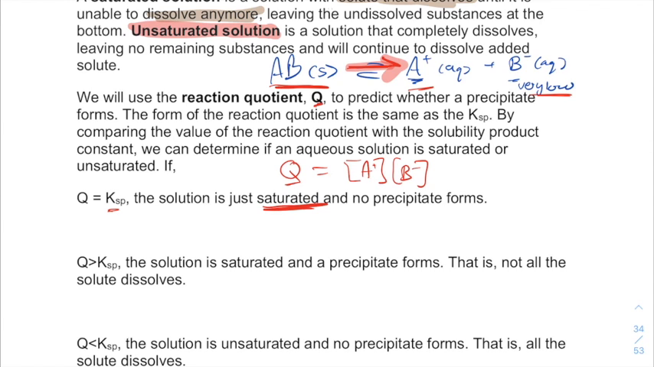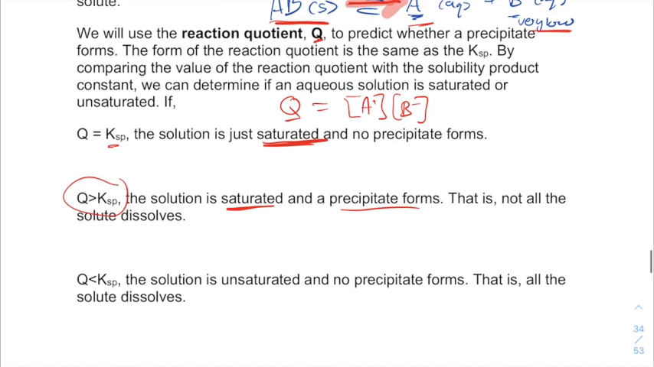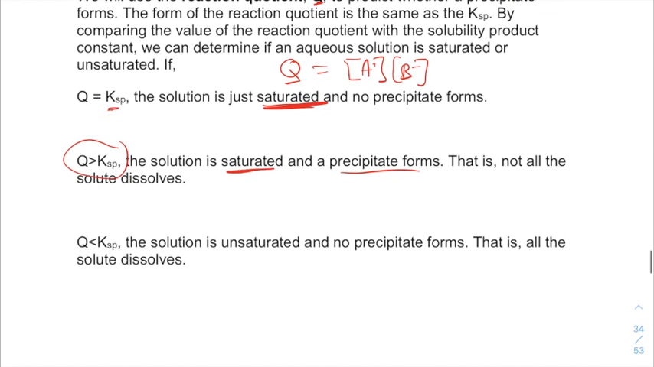If Q is greater than KSP, then the solution is saturated and a precipitate forms. That is, not all of the solid will be able to dissolve in that solution. So if you are trying to make a solution and you calculate out the concentrations that you're mixing, it is most likely that if you are creating a solution that has a higher Q than KSP predicts, then that solution will have precipitate forming. And exactly, if Q is less than KSP, then the solution is unsaturated and no precipitate forms.